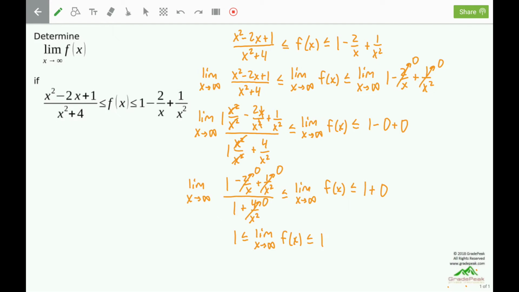So the middle limit is being squeezed between 1 and 1, and therefore the middle limit, as x approaches positive infinity of f of x, will equal 1 due to the squeeze theorem. And we have determined the limit is given.